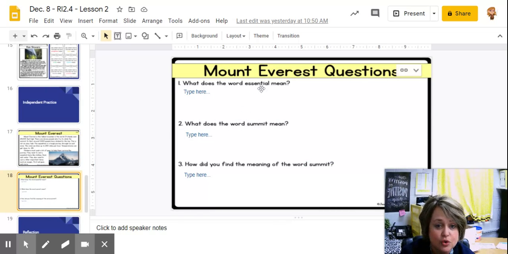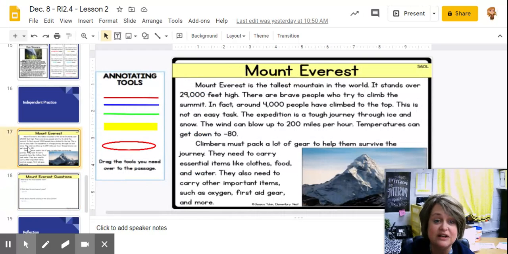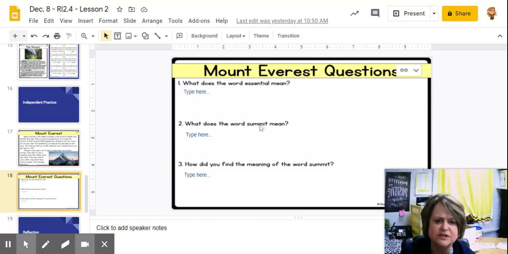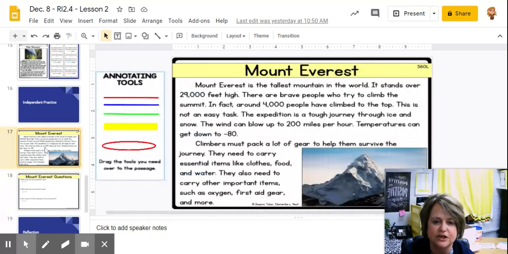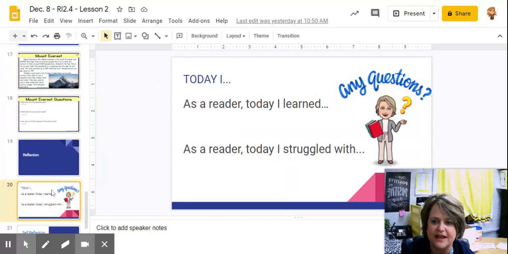What does the word essential mean? You're going to go back and actually find that word in your passage. Where does it say essential? Right here. Then you're going to read before it and after it so that you can tell me what it means. What does the word summit mean? Then it says, how did you find the word summit? Tell me what sentence, copy the sentence down that summit is in. Make sure you toggle back and forth to use your passage to help you with the answer. Then a reflection: As a reader today, I learned. What did you learn about today? And as a reader today, I struggled with.